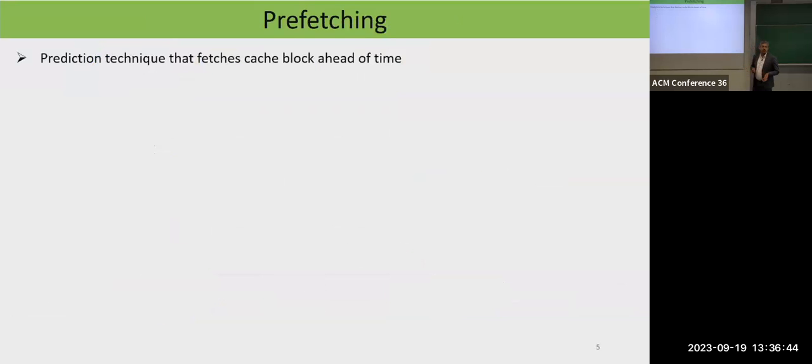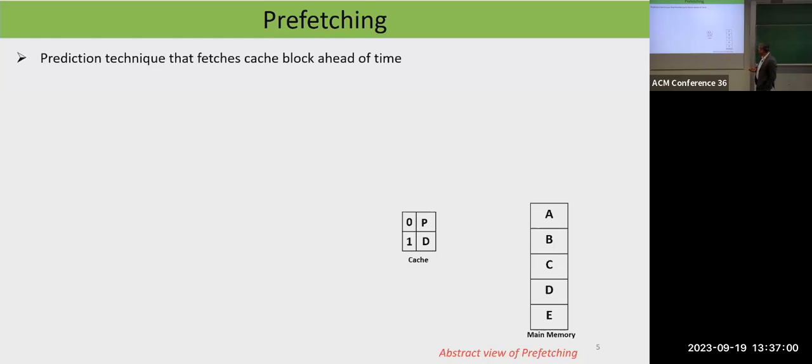Now let me try to introduce the concept of prefetching. Prefetching is a very old concept used in the architecture community to bring something a priori, before it is required. So prefetching is a technique that fetches a cache block ahead of time. So we are going to talk about a scenario.